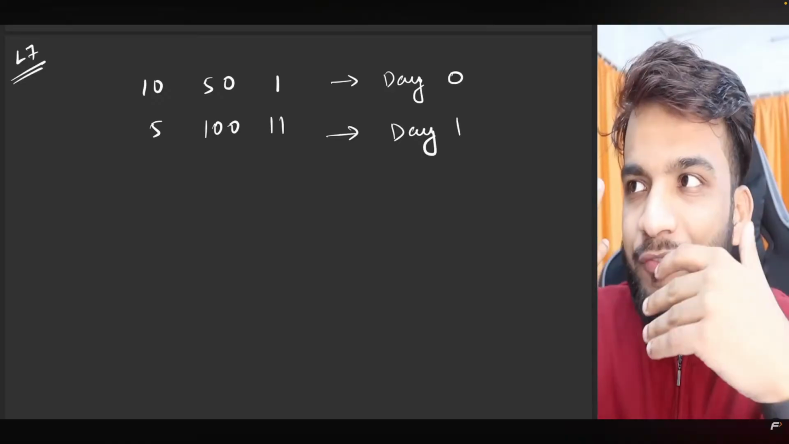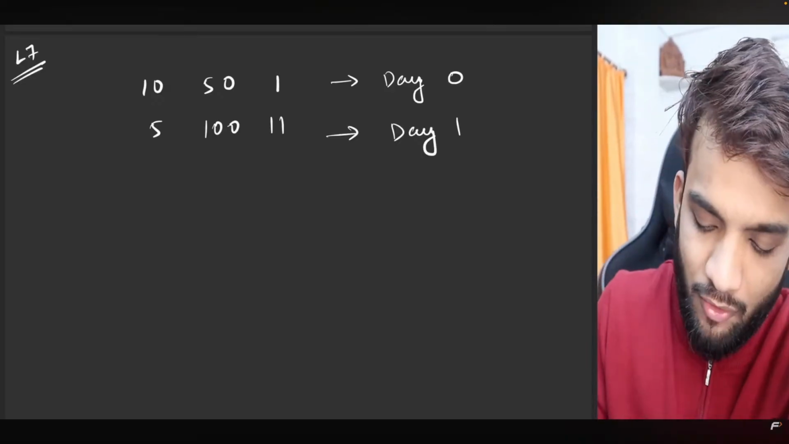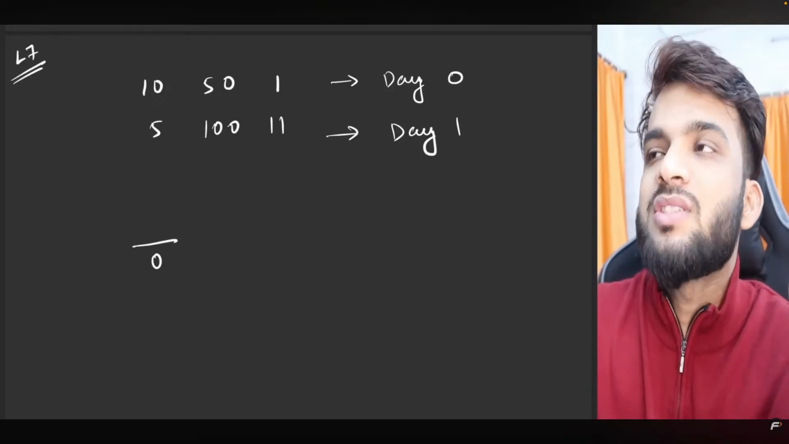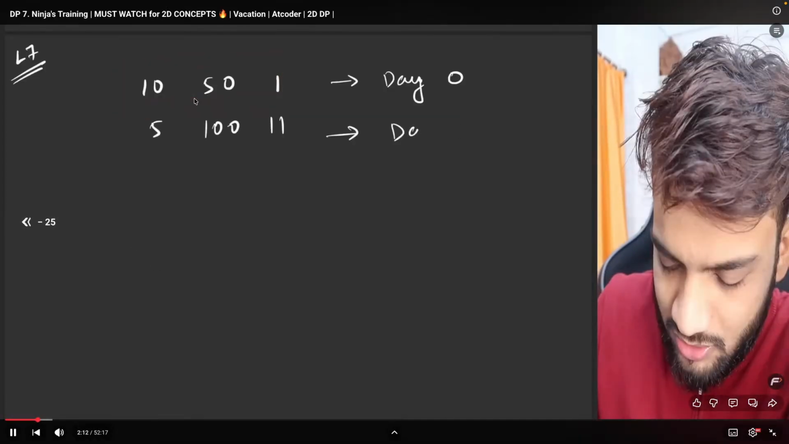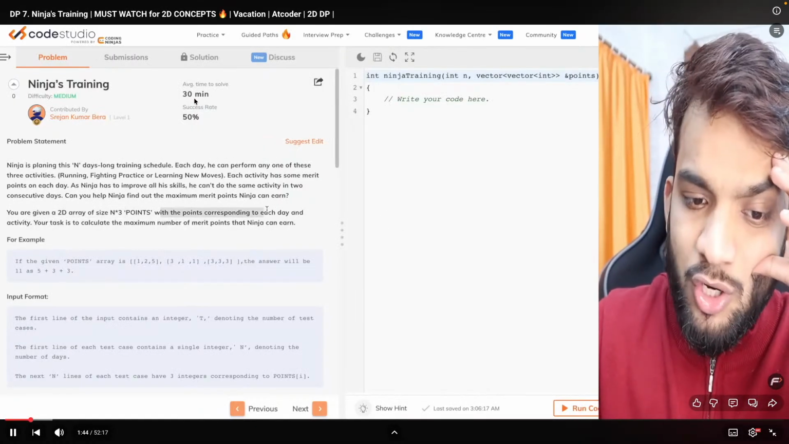So greedy again. The first step that always comes to our brain is greedy. So first of all, if I perform on the 0th day, my greedy nature will say that on the 0th day I have 3 tasks that I can obtain, with the points corresponding to each day and activity.